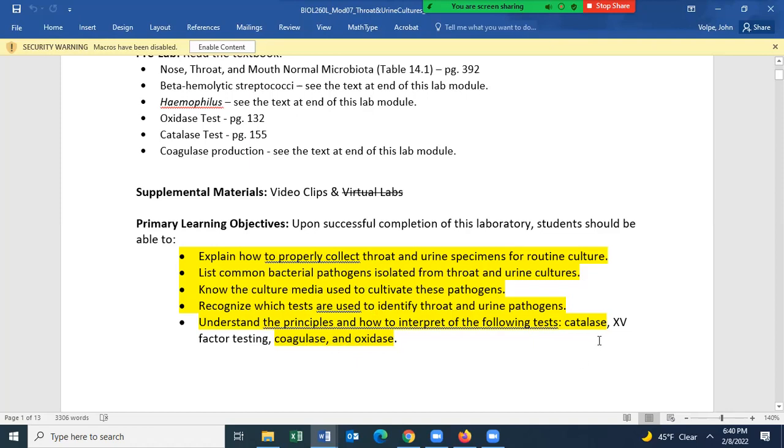We will briefly talk about the XV or the 15 factor testing, but I'm not going to ask you any questions about that because it's a complex test and we don't really go into it in any great detail in the lab.